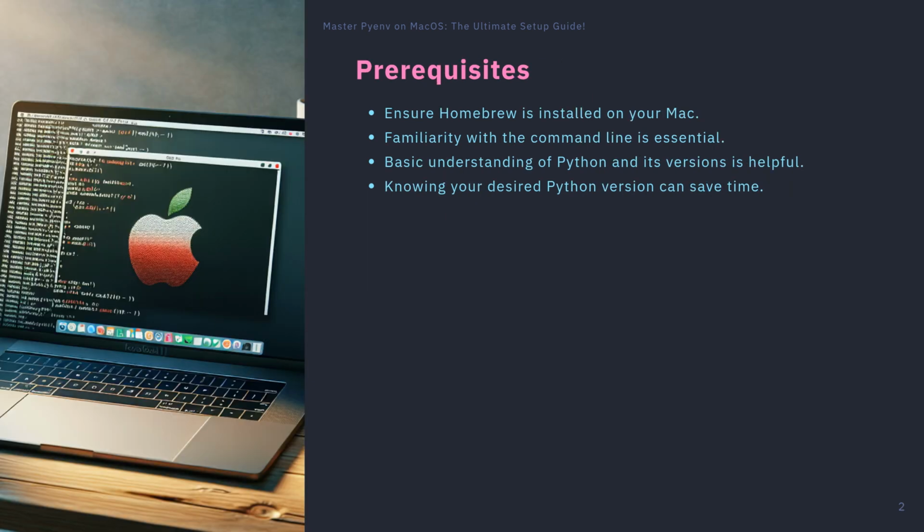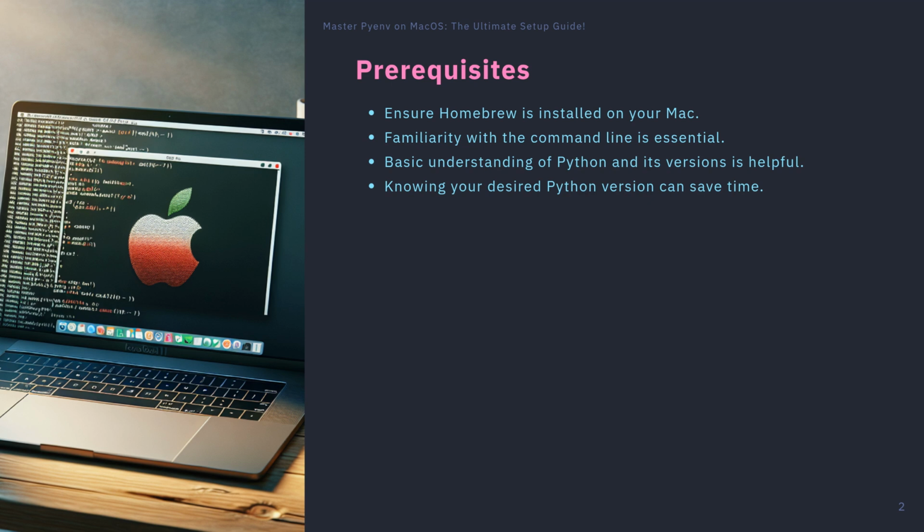Before we jump into the installation of Pyenv, let's cover the prerequisites you'll need. First and foremost, you should have Homebrew installed on your Mac. Homebrew is a package manager that simplifies the installation of software on macOS. If you haven't installed it yet, just open your terminal and paste the command from the Homebrew website.